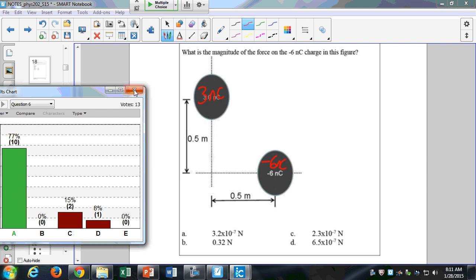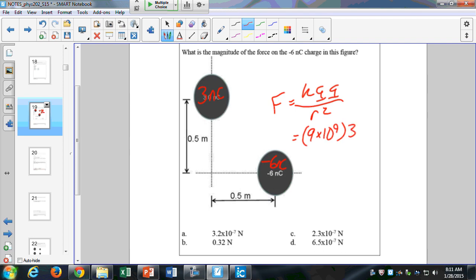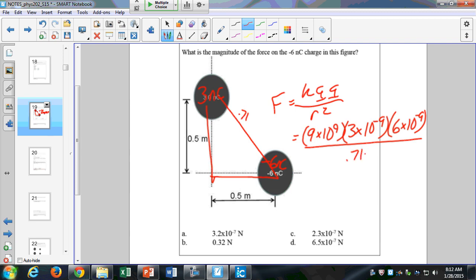Okay, good. That's what I got too. These are pretty straightforward. You just want to find the force between the two. That force is kqq over r squared. It's 9 times 10 to the 9th, Q is 3 times 10 to the minus 9, 6 times 10 to the minus 9, divided by the distance squared. You have to find the hypotenuse of this triangle. The square root of a half squared plus a half squared is 0.71. So 0.71 meters squared, and then when you do that, you get 3.2 times 10 to the minus 7 newtons.